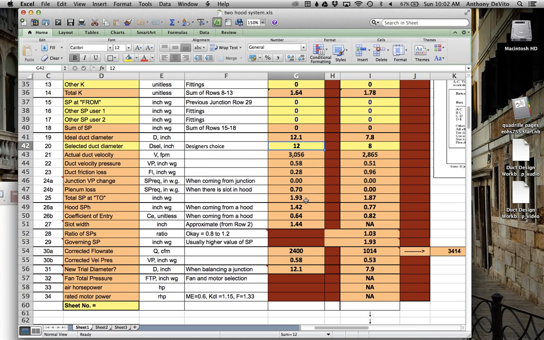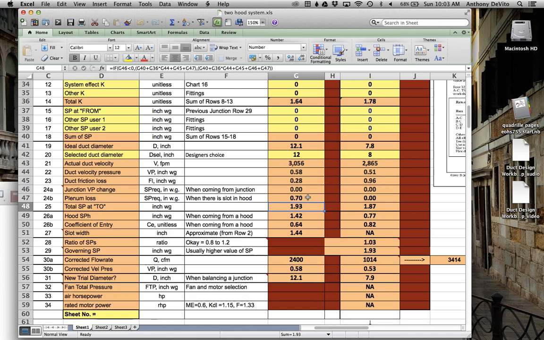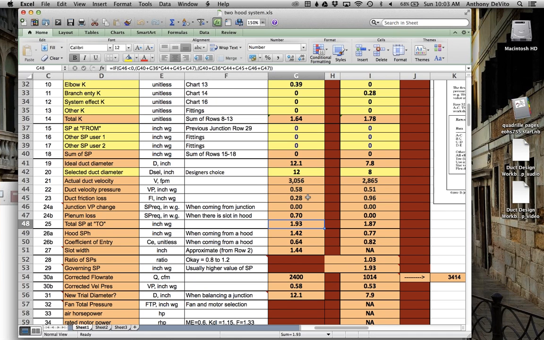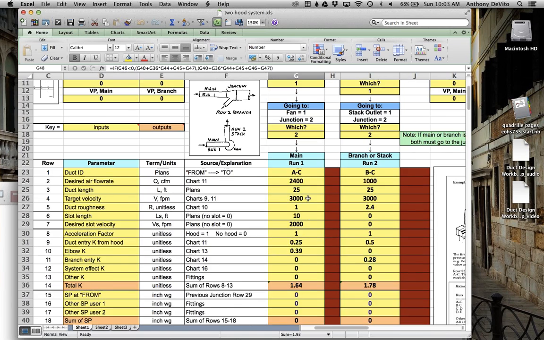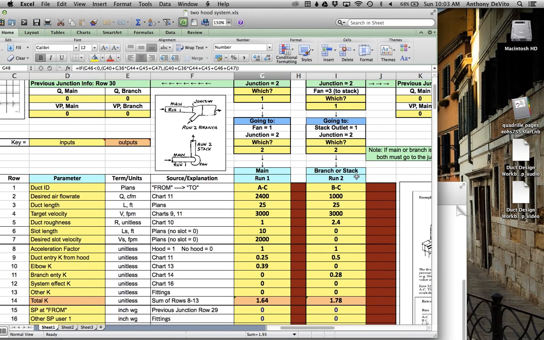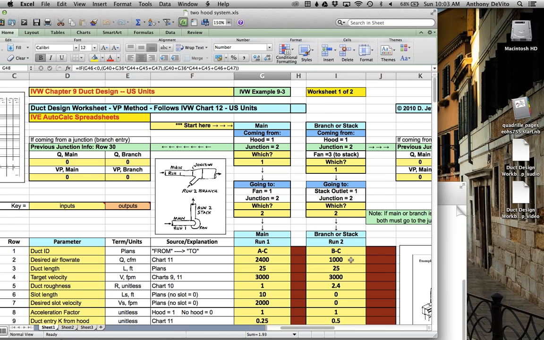Okay, and it calculated various other things, including our slot static pressure at the junction. The hood static pressure is 1.42 inches, minus 1.42 inches. It's under suction, and our static pressure at our junction is 1.93 inches. Right now, but we're going to find out more about that in a second. Now we're going to do our second run, the junction. That is going from B to C.